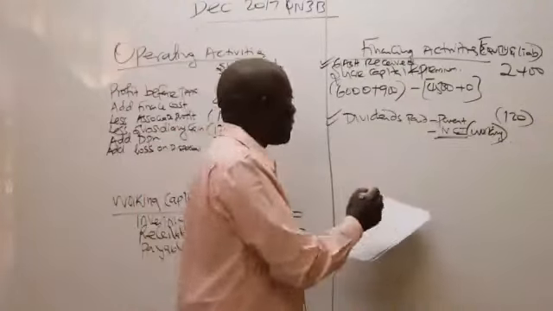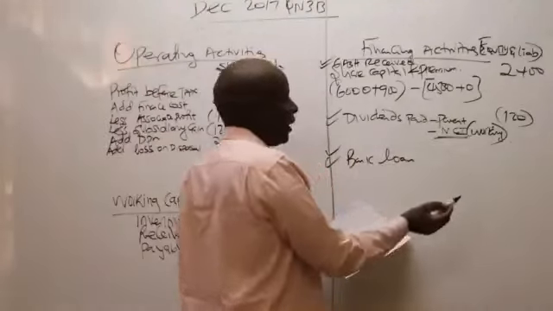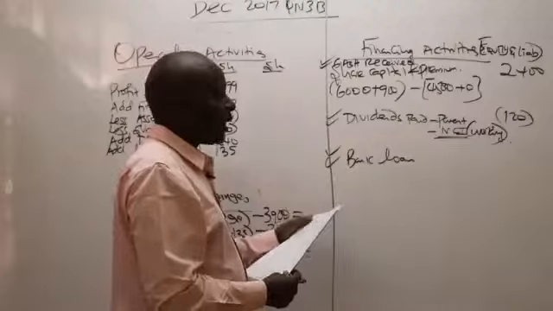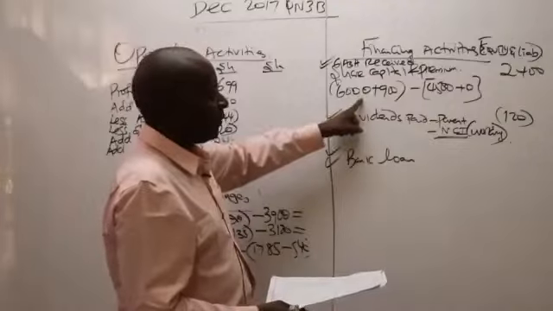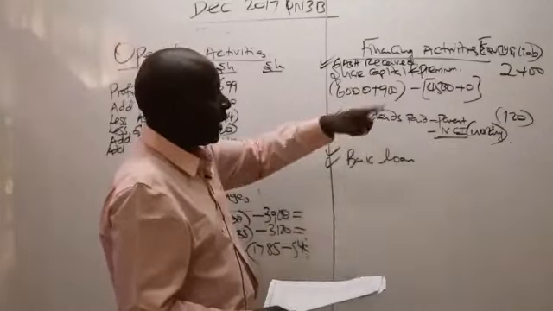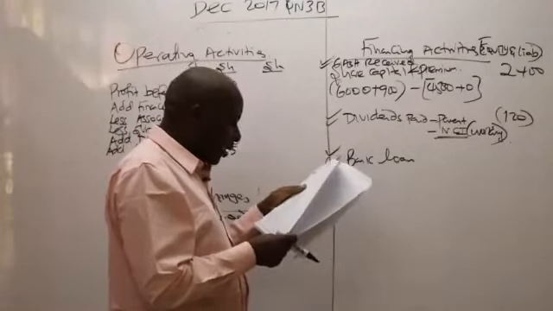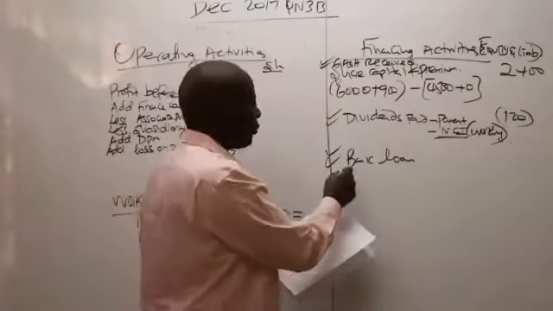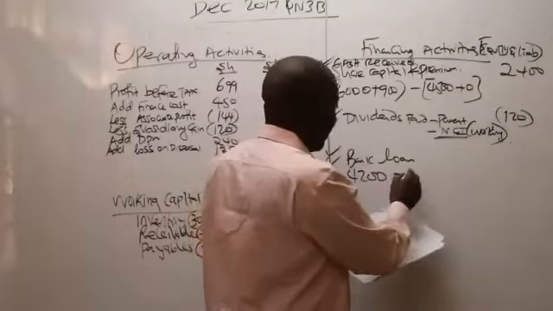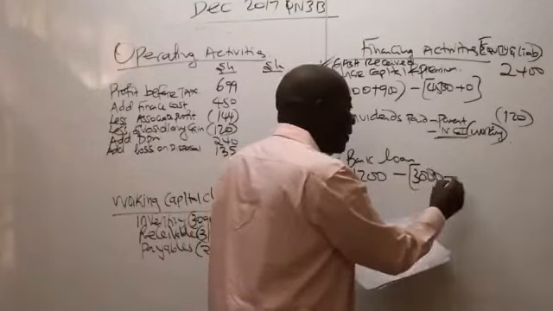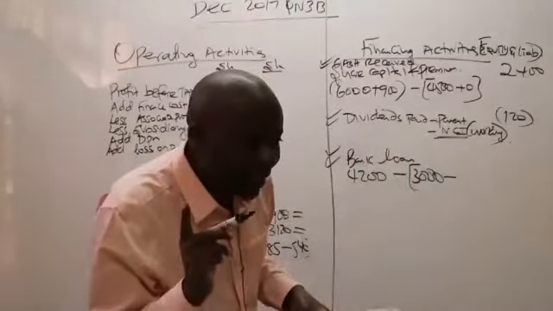Either draw a T account or write here bank loan. It's a liability. So if it's a liability, I must start with the closing, just like equity. Closing figures minus opening figures. So the bank loan I can see here, closing for 2017 was 4,200, minus the opening. Opening is 3,000, but remember, for opening we must make adjustments.